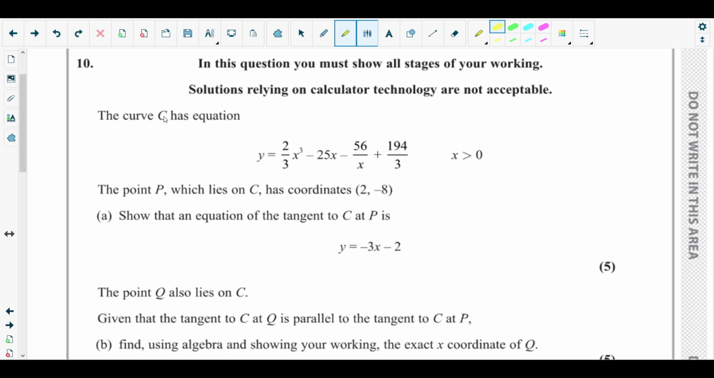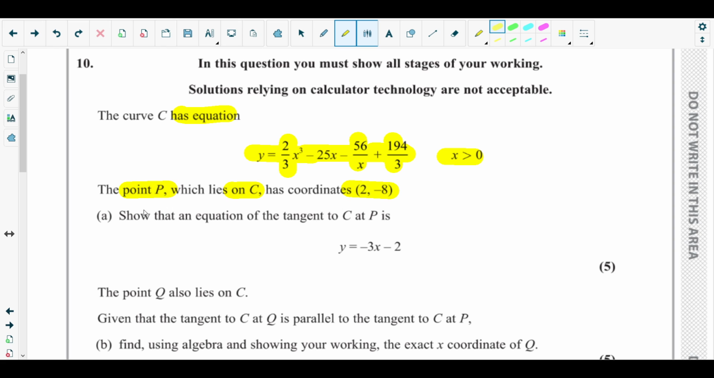Here the curve C has equation y equals 2 over 3 x cubed minus 25x minus 56 over x plus 194 over 3, where x is greater than 0. The point P, which lies on C, has coordinates (2, -8). The point P lies on the curve C, and its coordinates are (2, -8).